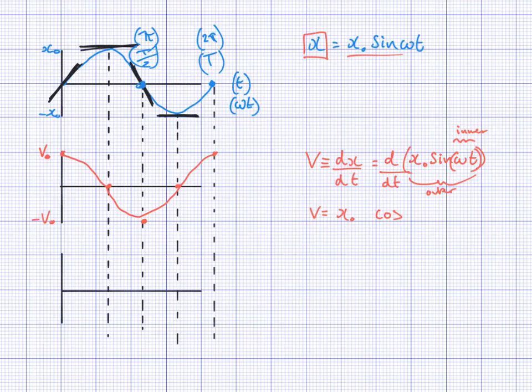Now that's with regards to omega t still. But then if you do the derivative of omega t, you just get omega, and that's going to come in. I'm going to put that up front here. So I get my equation here, v equals x naught omega cosine omega t. Now, to simplify that even further, x naught omega is actually my maximum velocity. So I can say that v naught cosine omega t is what I'm interested in.